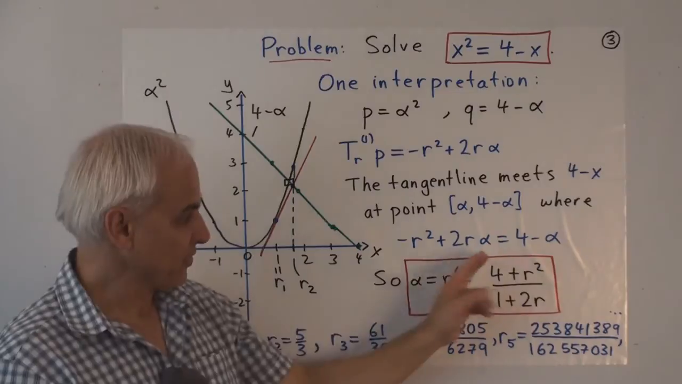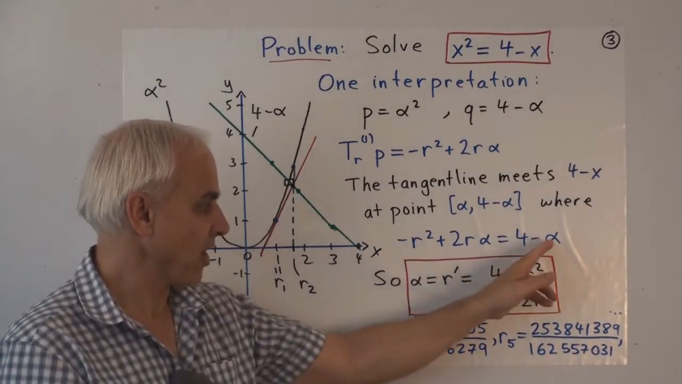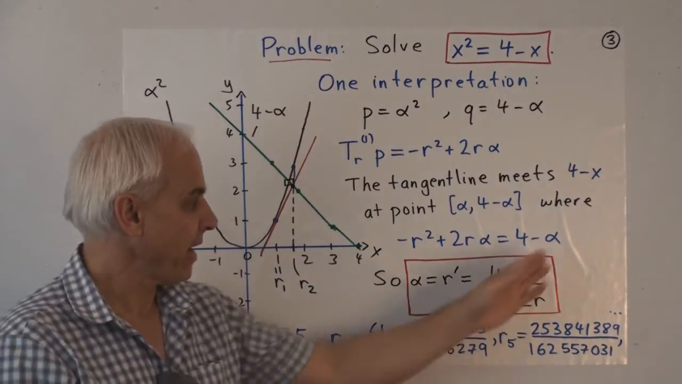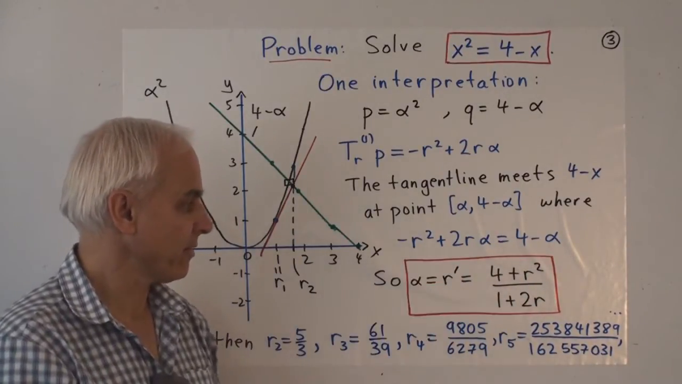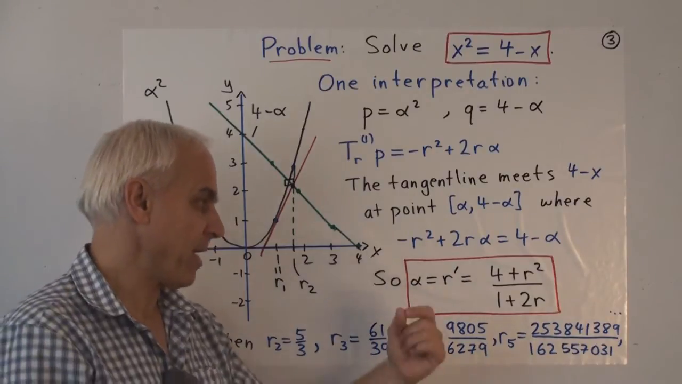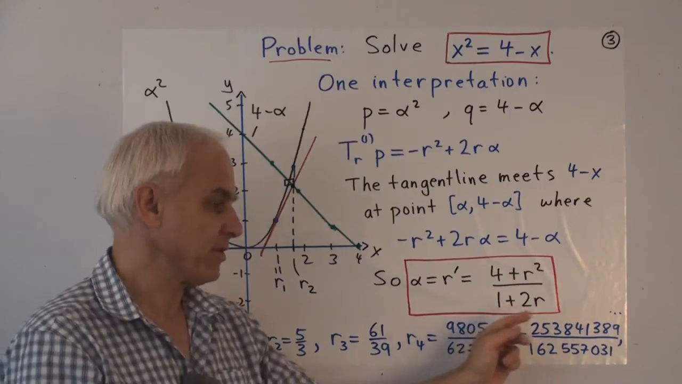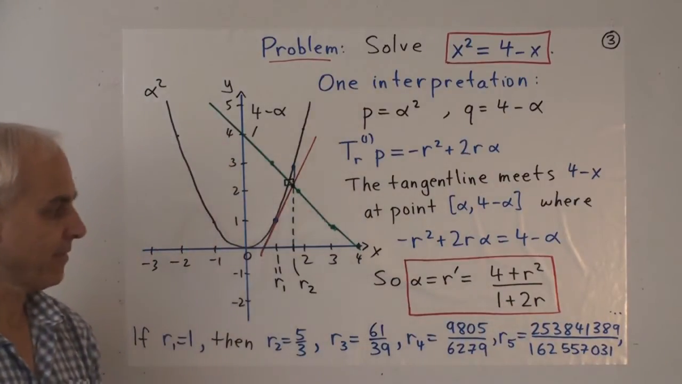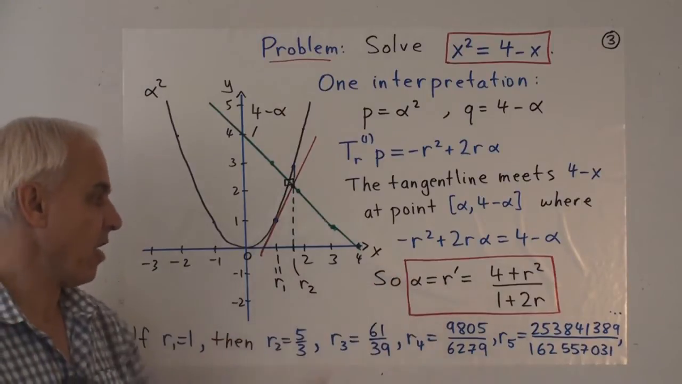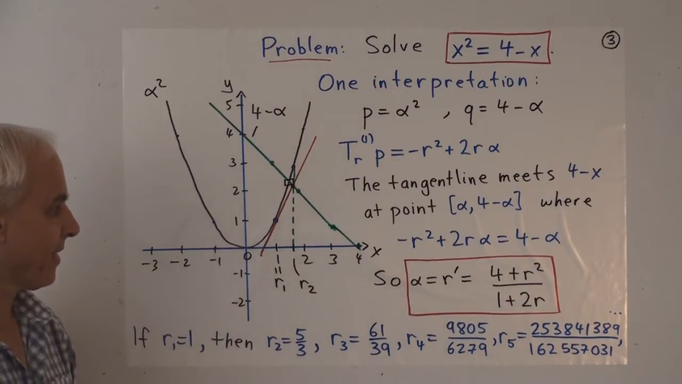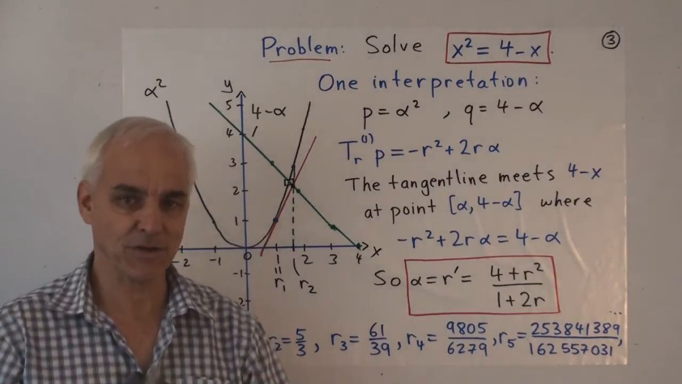Well, we can bring the alphas to one side and everything else to the other side. So 4 plus r squared on that side, and then on the alphas over here, we'd have alpha times 1 plus 2r. So when we divide by that, we get alpha equals 4 plus r squared over 1 plus 2r. And that gives us a new value of r, let's say r prime. So this is a way of successively finding approximations using Newton's method.